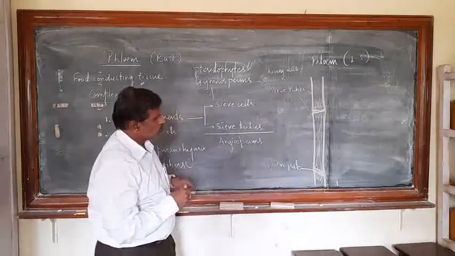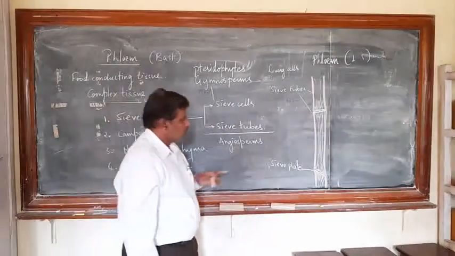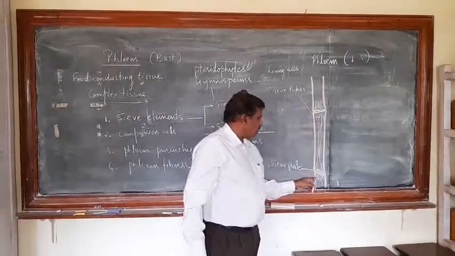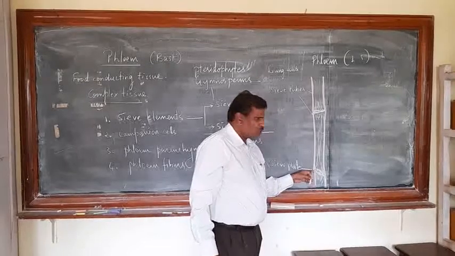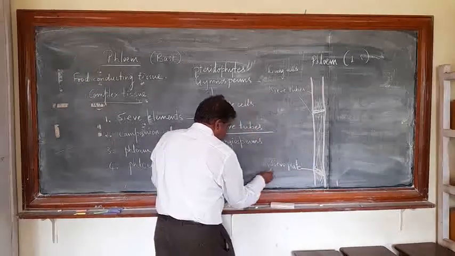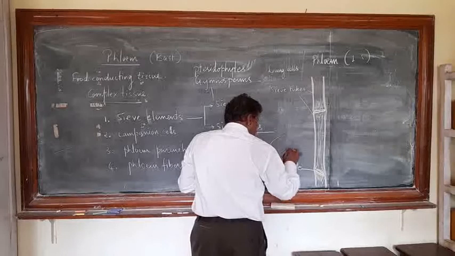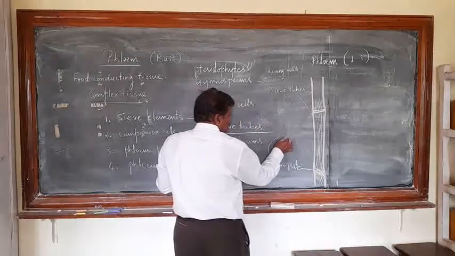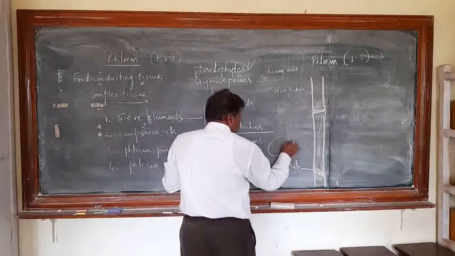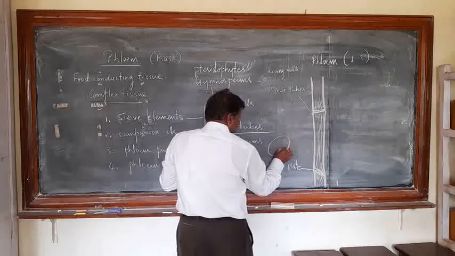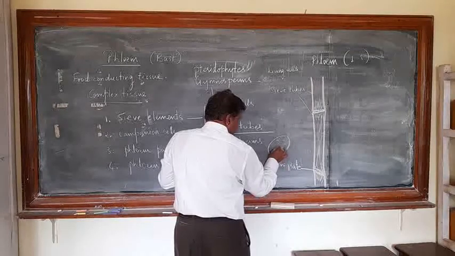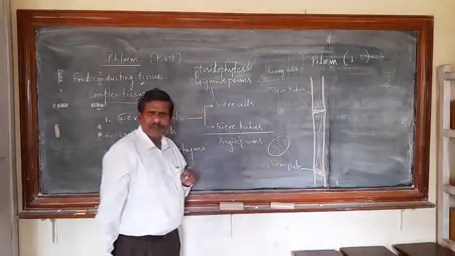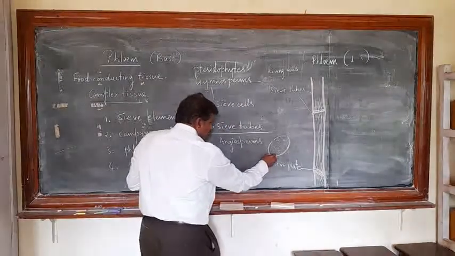These are supposed to be the plate-like structures. These plate-like structures have perforations. That is why we refer to them as sieve plates. Suppose you observe one sieve plate, it looks like this. You can observe the perforations. These are supposed to be the pores.